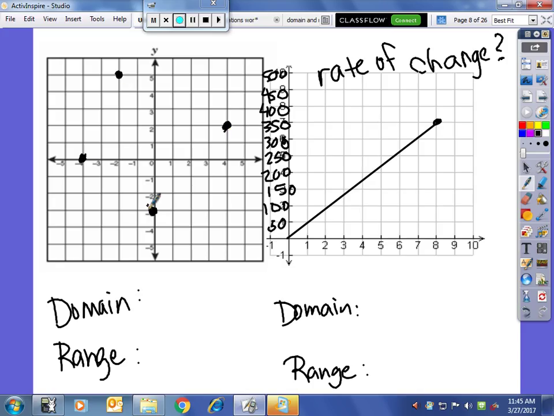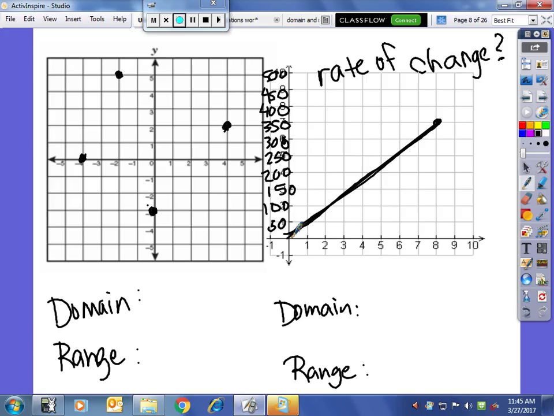Because these dots are not connected. If they were connected, this would be a whole different ballgame. But these dots are not connected. I can actually count them. How many domain values are there on this picture? 4. How many range values are there? 4. Now this graph is called continuous.